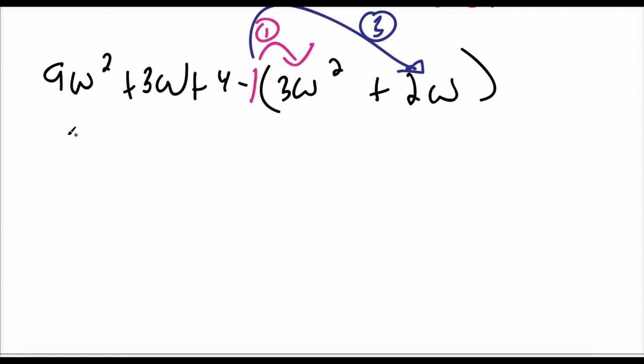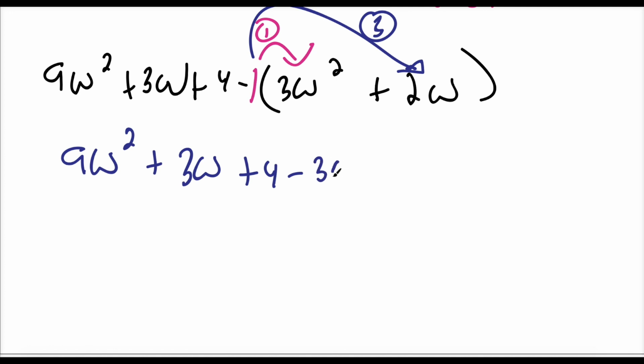Okay, so what do we have? You have 9W squared plus 3W plus 4 minus, plus 3, wait. Think of the happy couples. Negative plus positive is negative. So negative 3W squared plus 2W. Think about the sign of that one. Think about the sign of that two. Oh, negative 2W. All right. Any buddies? The W's, the W squared and the W's.